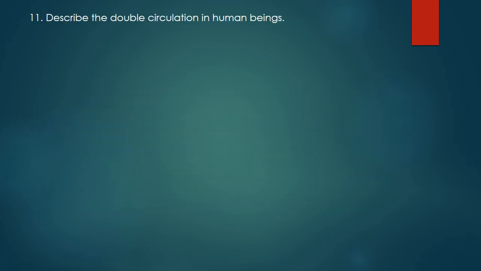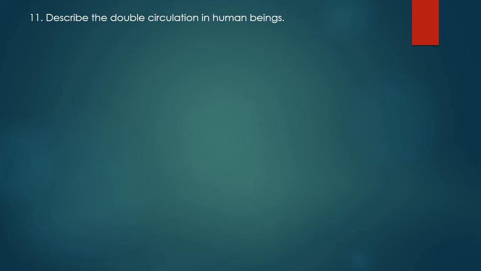Now we are moving to question number 11. Describe the double circulation in human beings, and the second part is why is it necessary. So first part answer: describe the double circulation in human beings. First we need to state what is double circulation. It means twice the blood moves here, but we also need to depict the diagram.